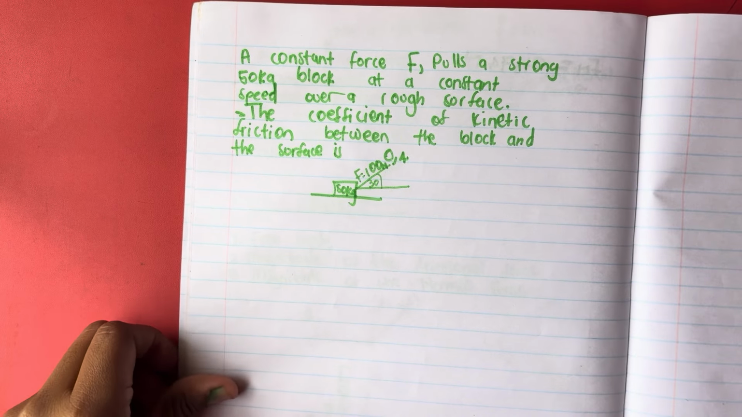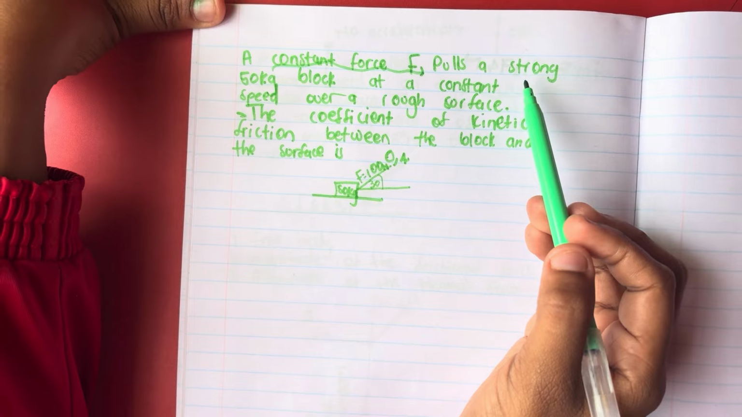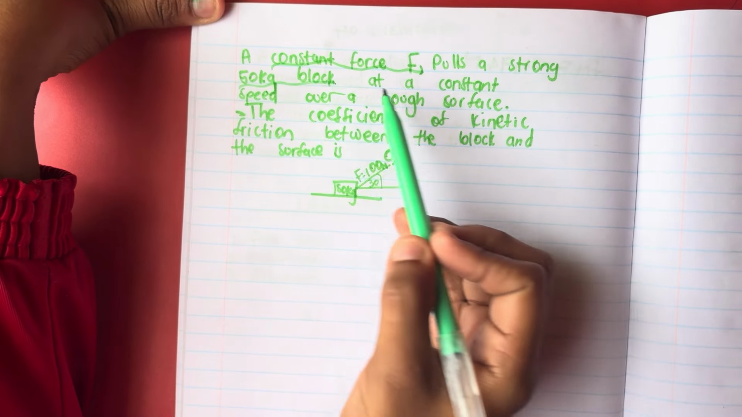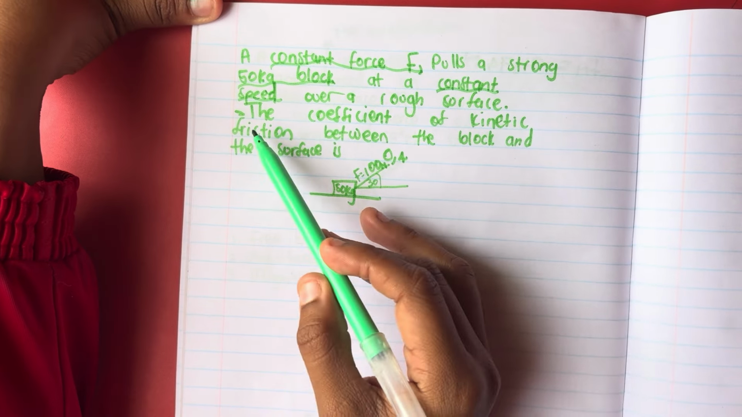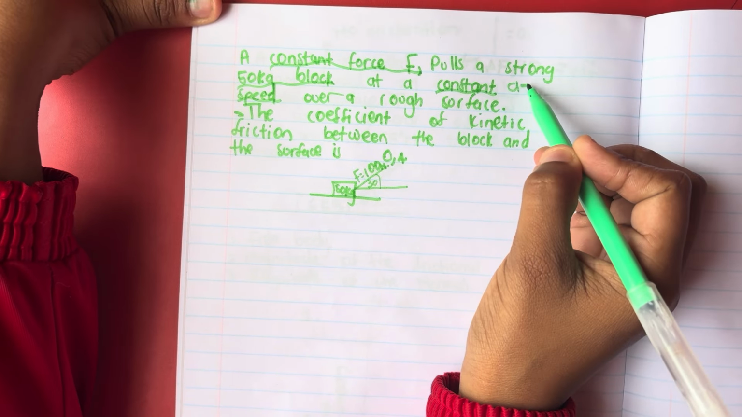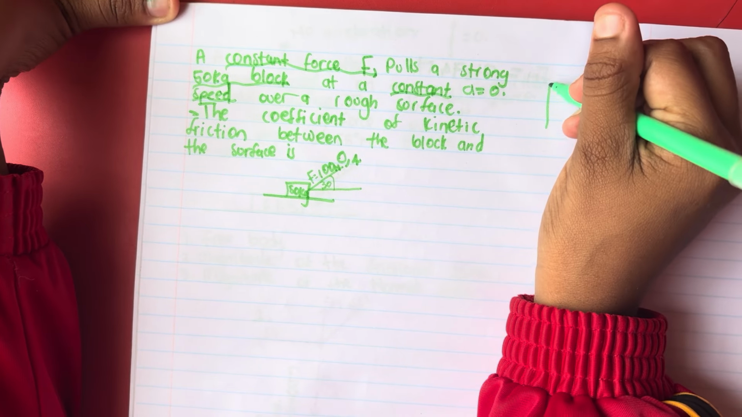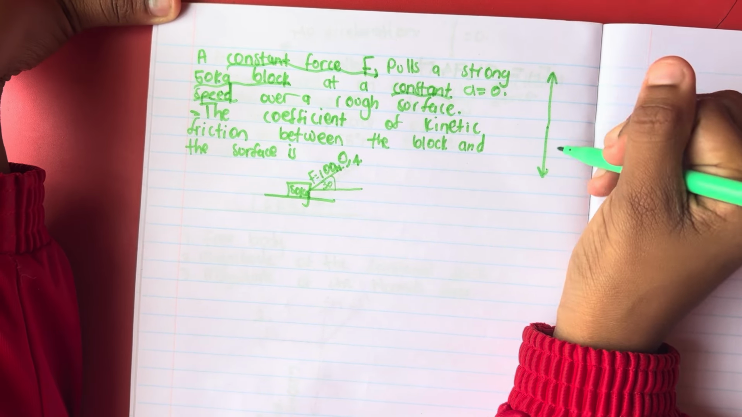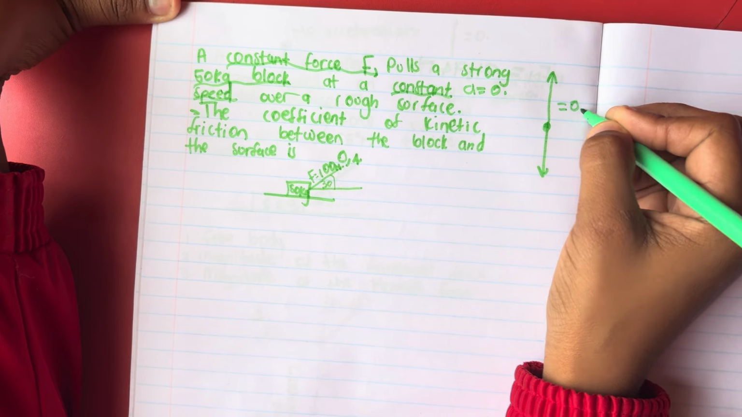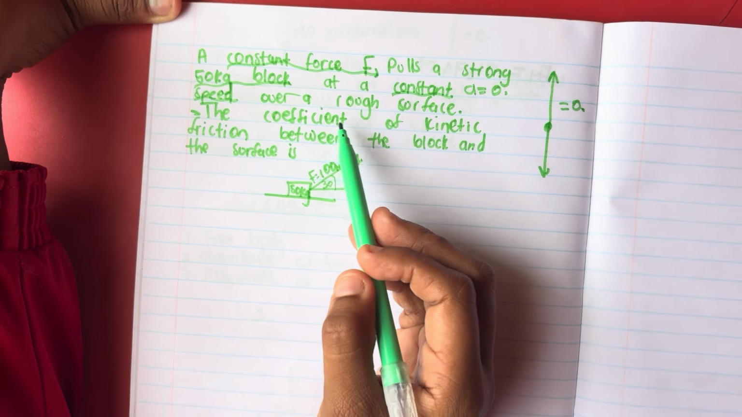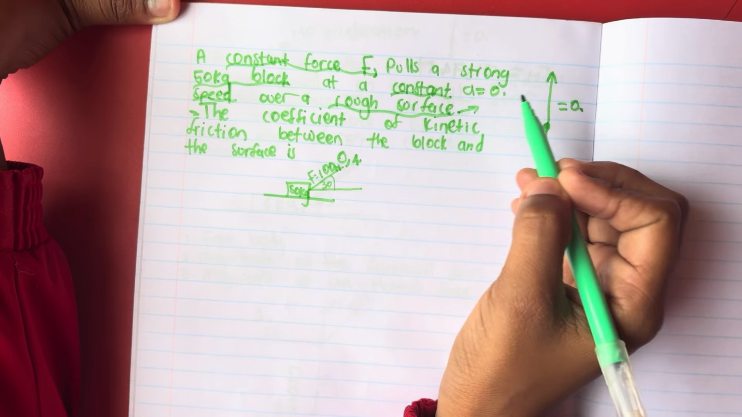We have another question. They're saying a constant force F pulls a 50-kilogram block at a constant speed. Remember what we said, if it says constant speed, then it means what? Acceleration equals 0. Which means all the forces along the y-axis will be equal to 0, right? Over a rough surface, again, rough surface, what does this mean? There's a presence of what?